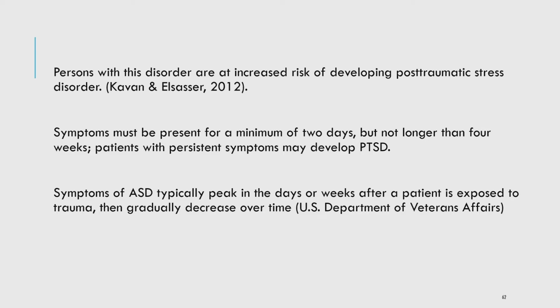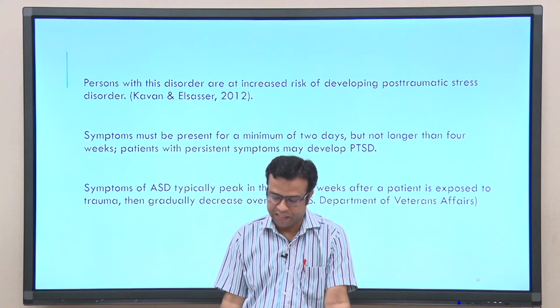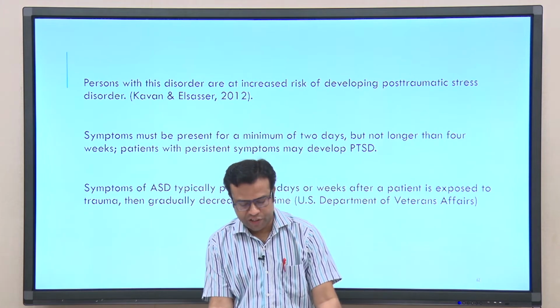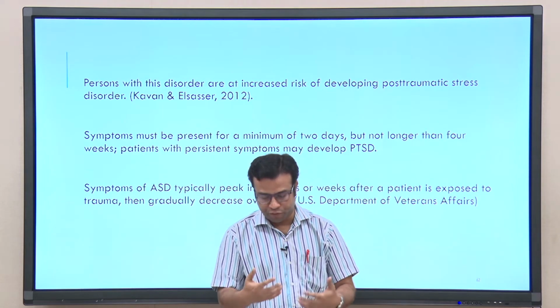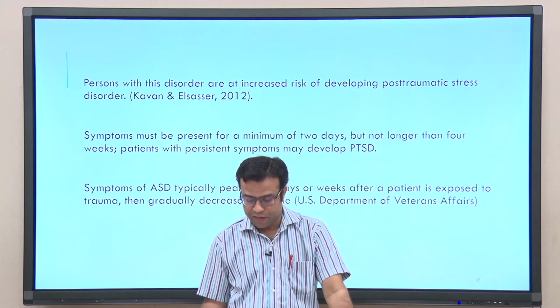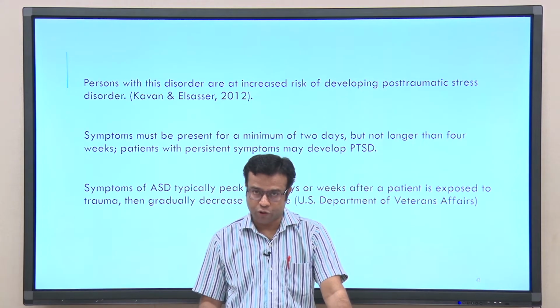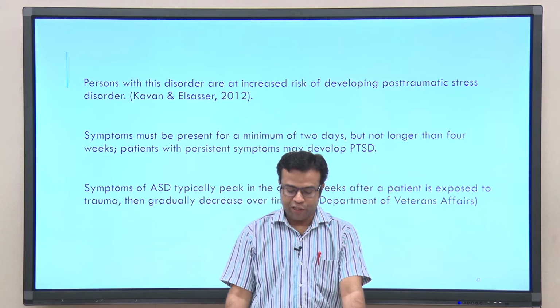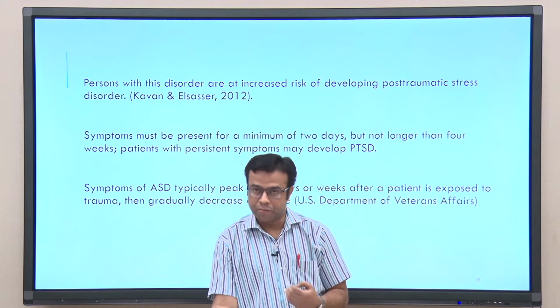So, persons with acute stress disorder are at increased risk for developing PTSD, because most people with ASD, many of them, develop PTSD. Symptoms generally must be persistent, present for a minimum of 2 days, but not longer than 4 weeks or 28 days. Patients with persistent symptoms may develop PTSD.